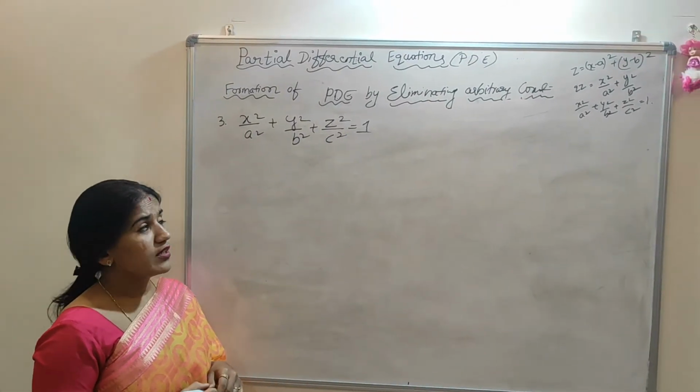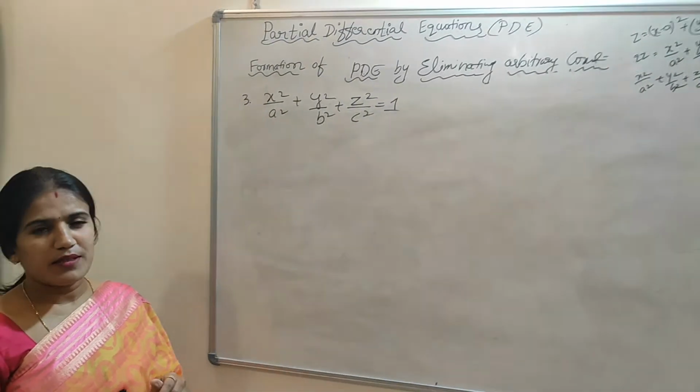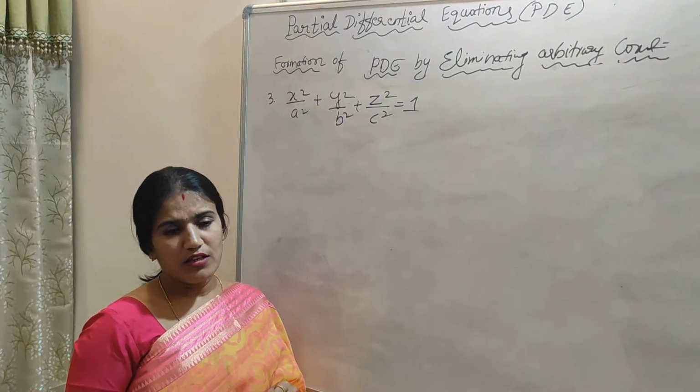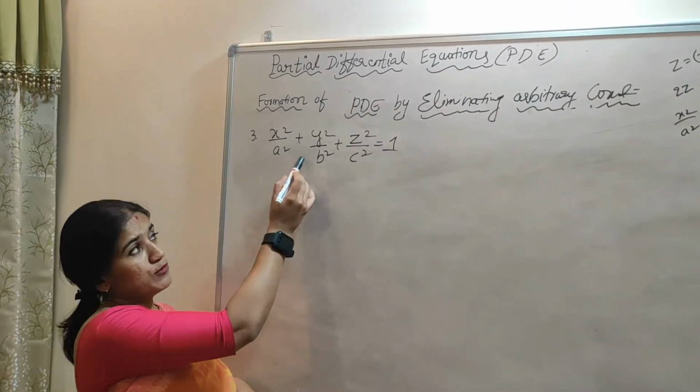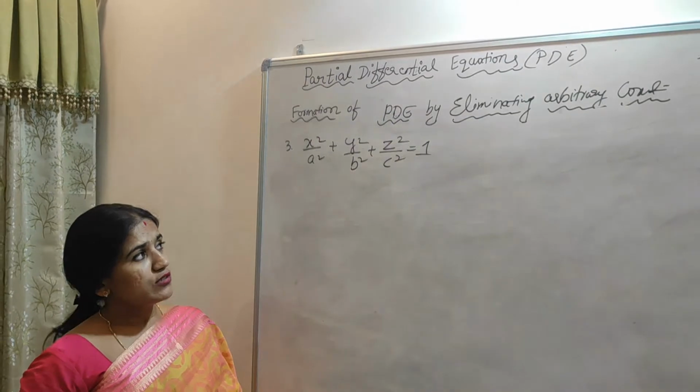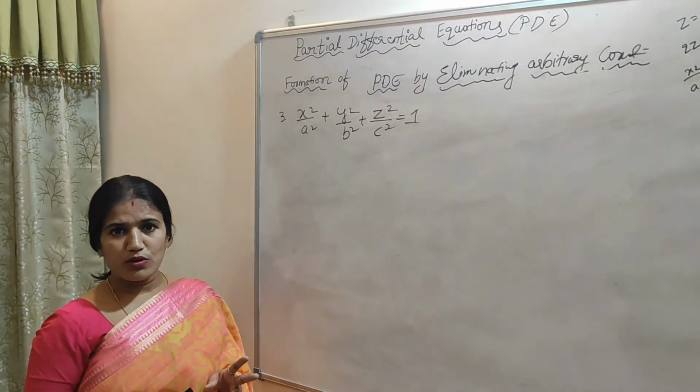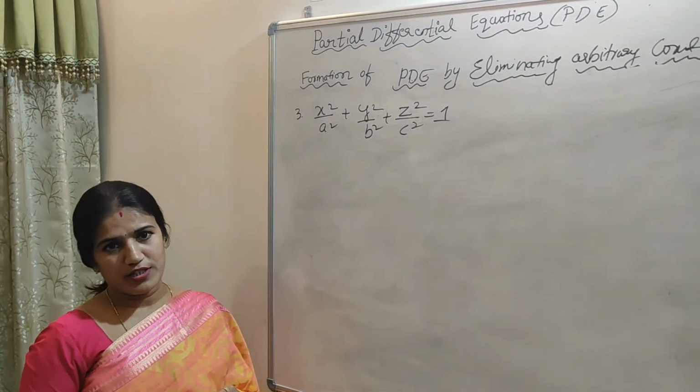In this problem, x square by a square plus y square by b square plus z square by c square is equal to 1, where a, b, c are arbitrary constants. We should remove this a square, b square and c square. So for that, when you are having more than 2, we have to find out second order partial derivatives.